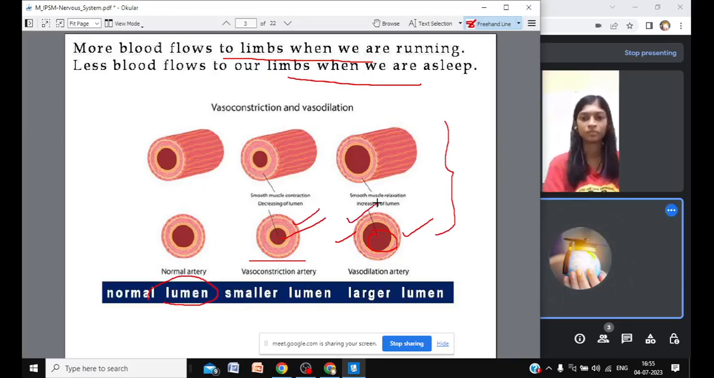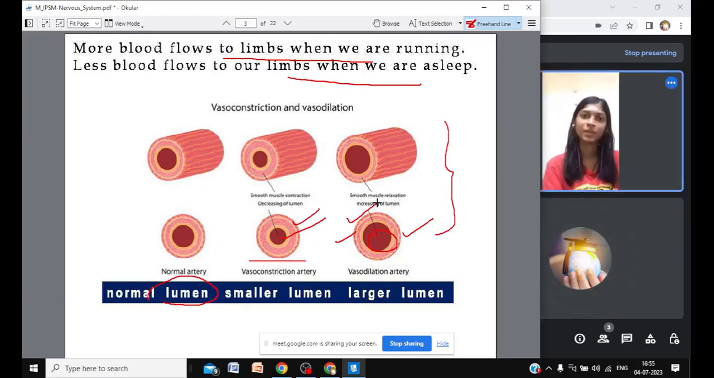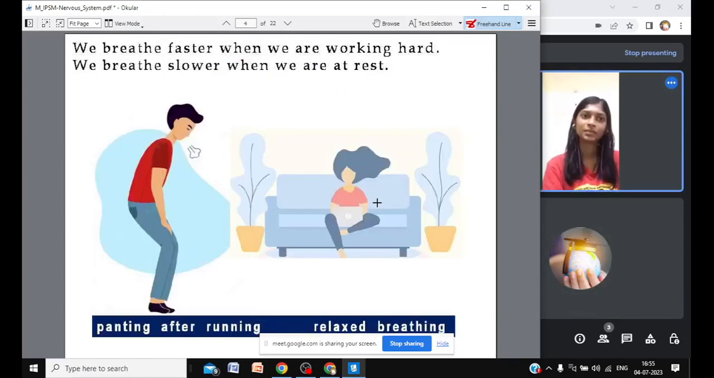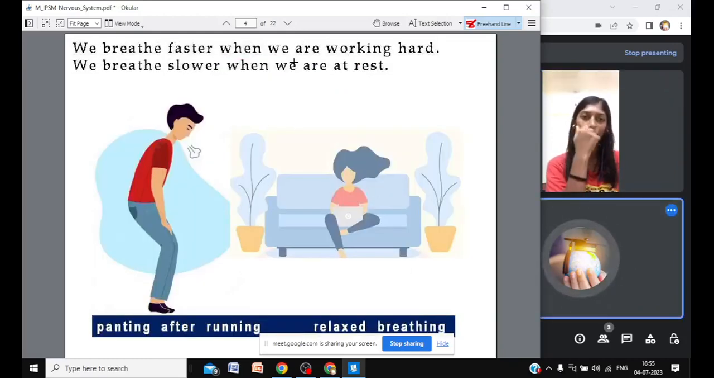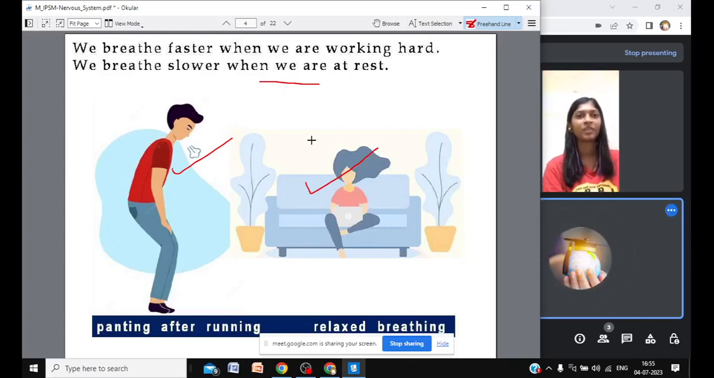We breathe faster when we are working hard and we breathe slower when we are at rest. The man is panting after running. He has run for a long time. Here the person is resting, so the breathing is slower. Again, who will control when to breathe fast and when to breathe slow? The brain.